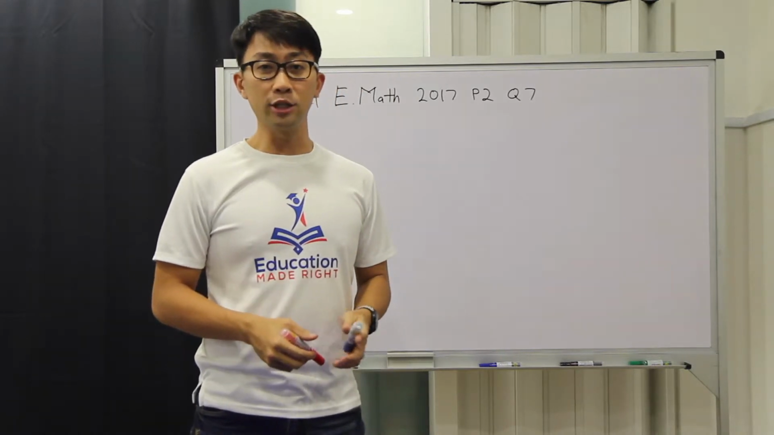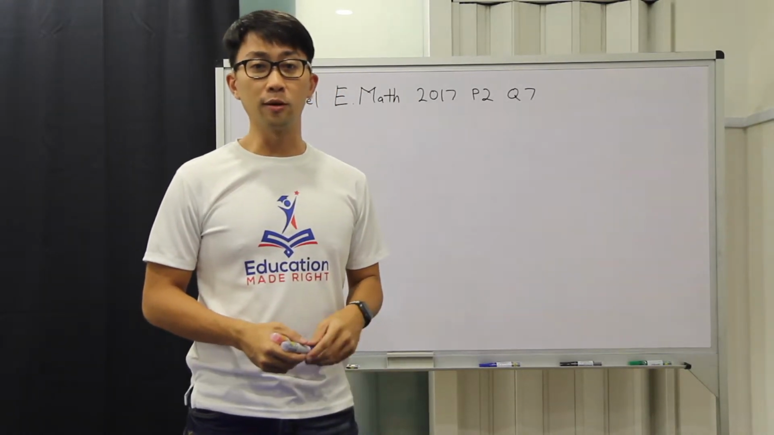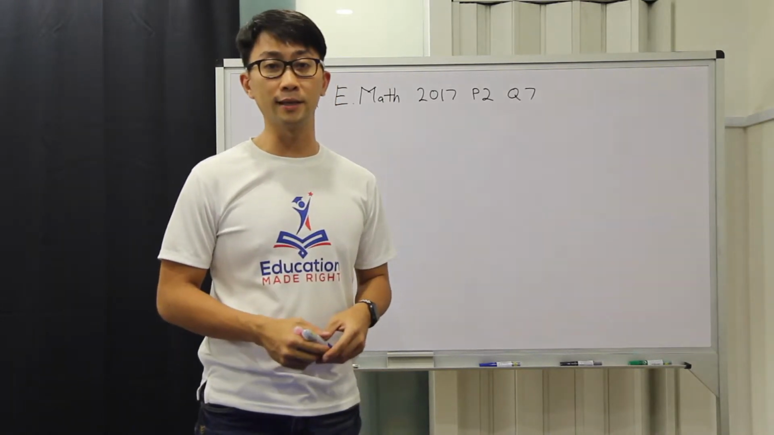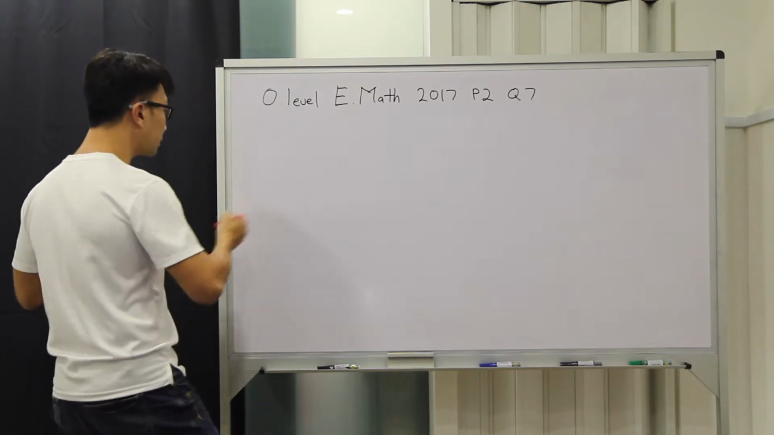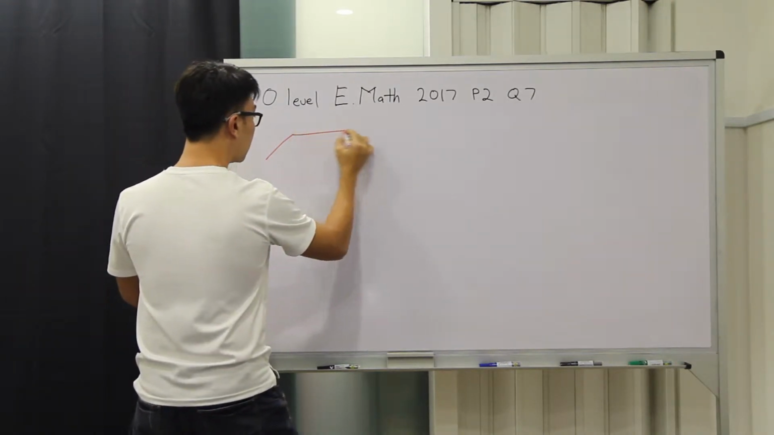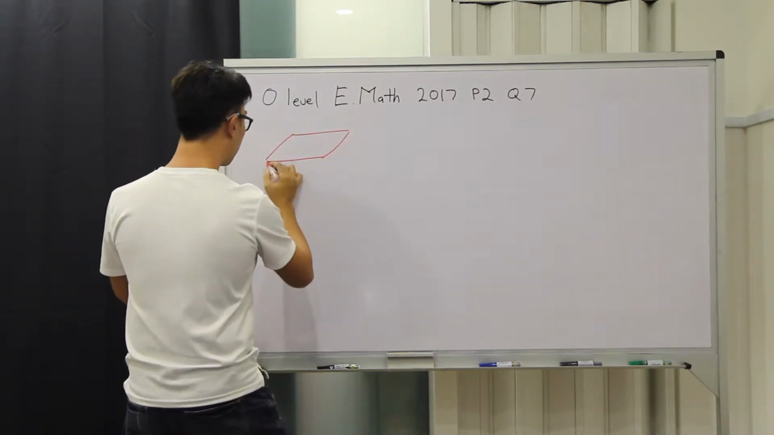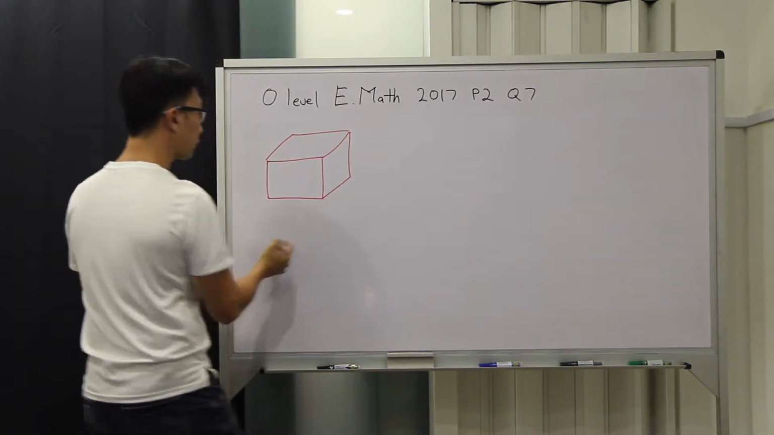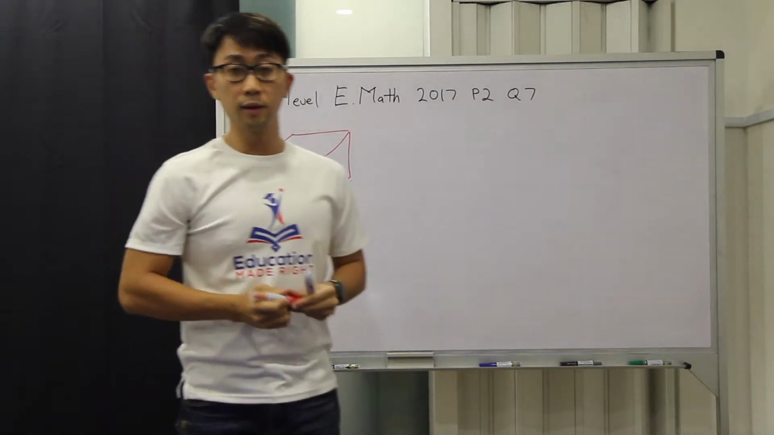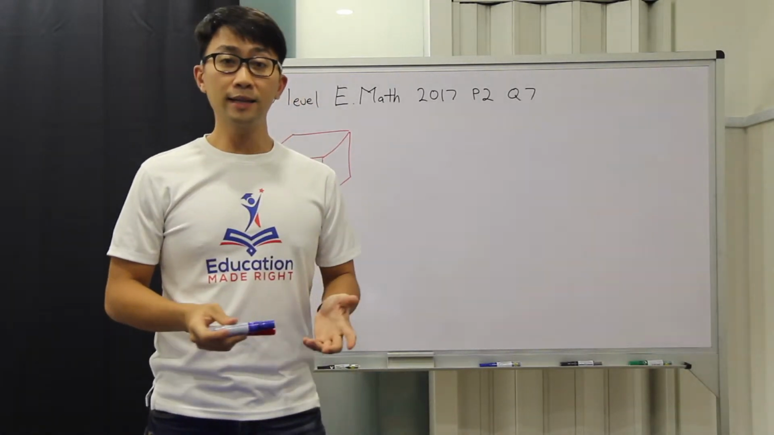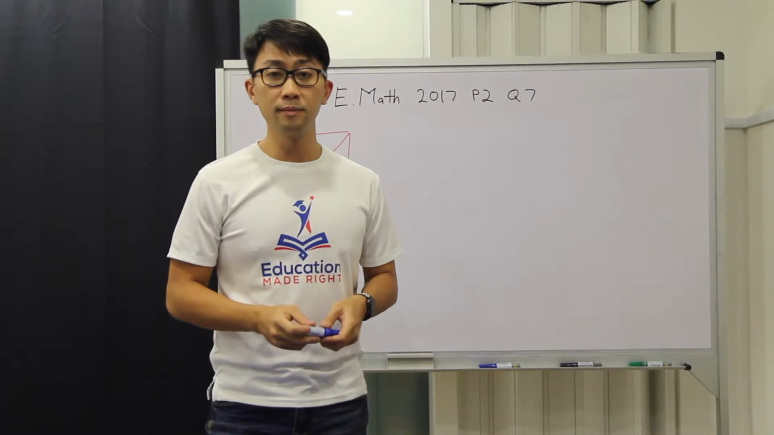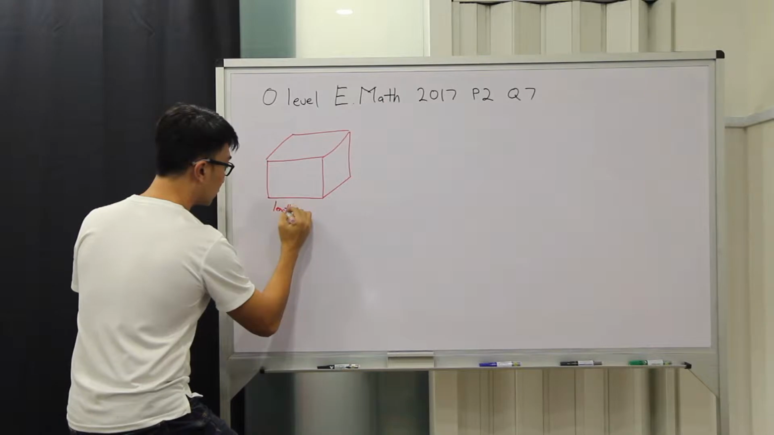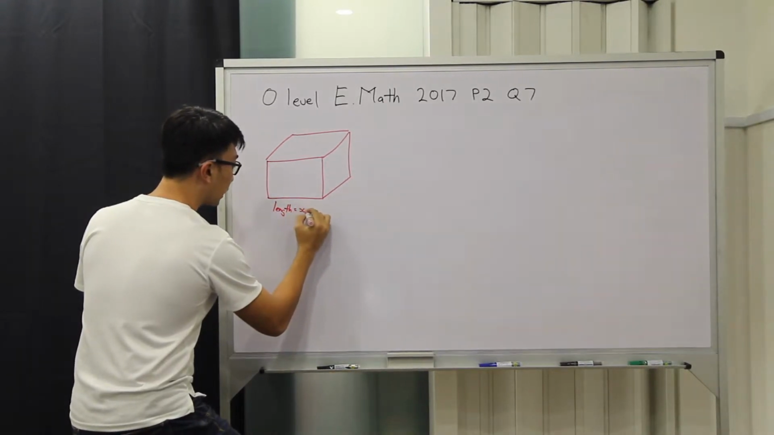An open box is in the shape of a cuboid. The height of the box is 5 cm less than its length. The width of the box is twice its height. So let us first draw a box. For part A, given that the length of the box is x cm, so we have the length of the box equals x cm.